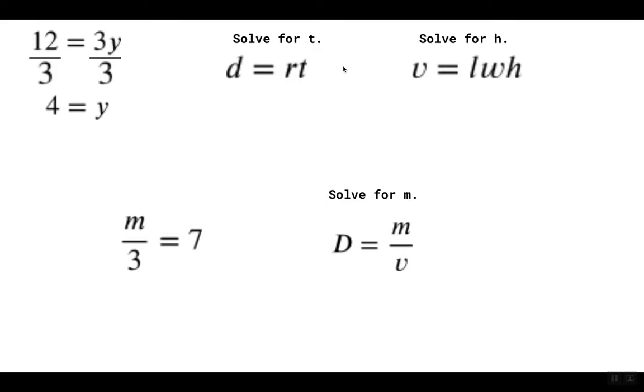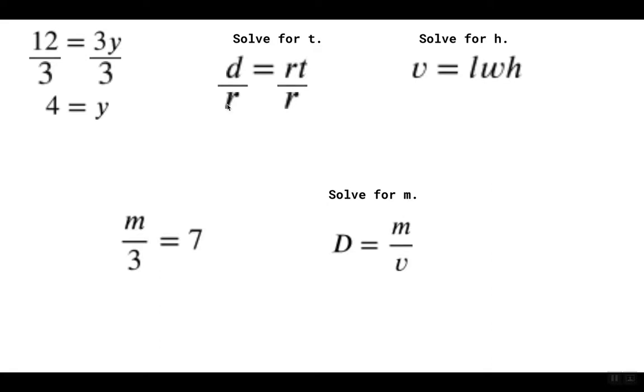Well, my inverse operation to multiplication is division. So I'm going to divide both sides by r, just like I divided both sides by 3 over here. The r over r simplifies to 1, right? Anything over itself is 1, and I'm left with t on the right-hand side. And on the left-hand side, I have d divided by r.